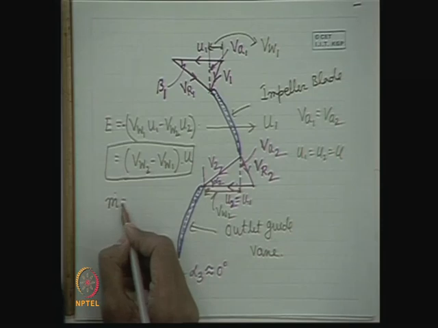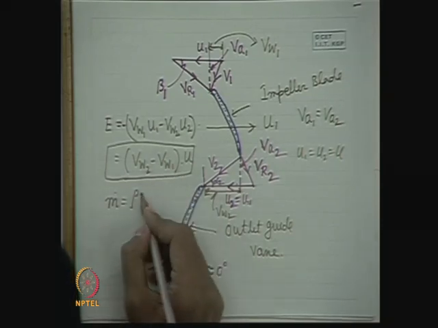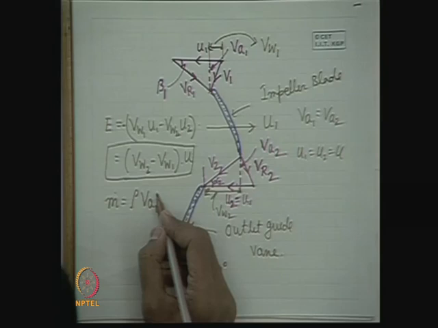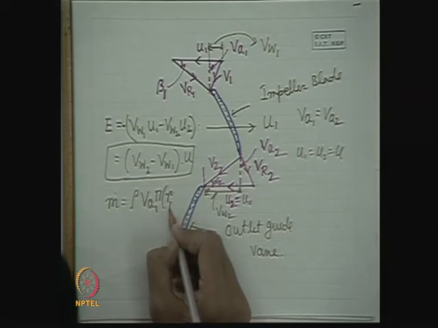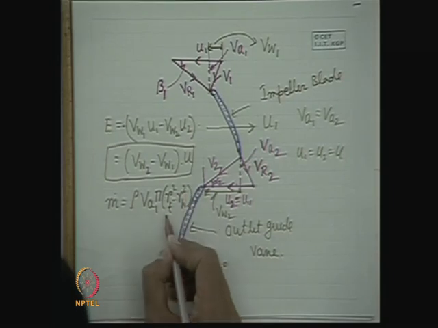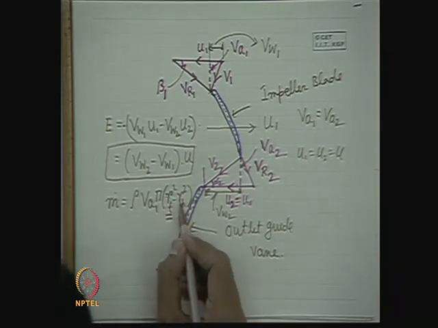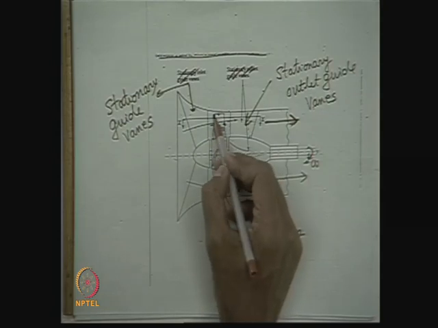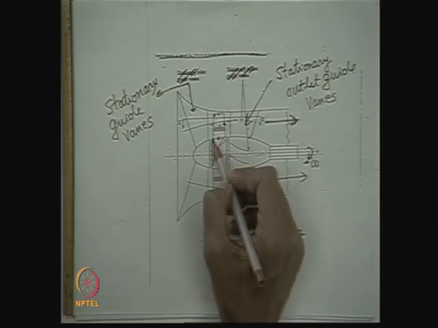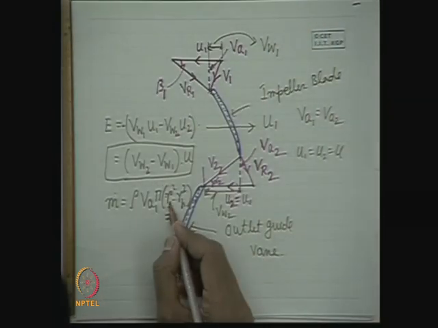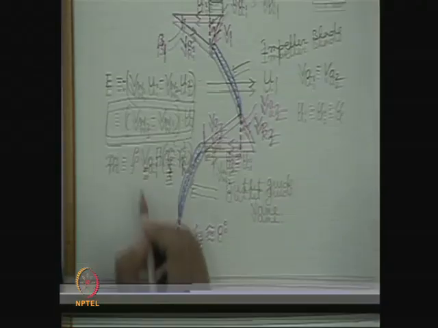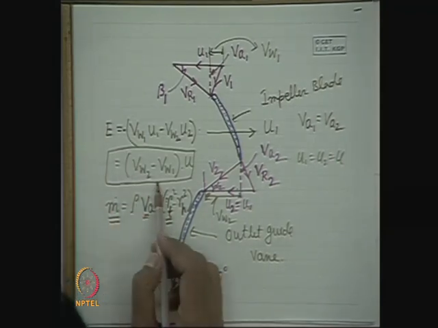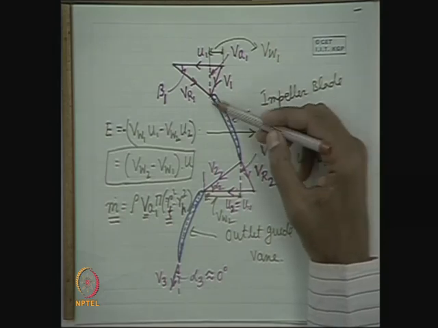So mass flow rate m dot can be expressed as the density times the average axial velocity, which is known as the flow velocity, either VA1 or VA2, they are the same in the design, times the area, that is pi times (r_t squared minus r_h squared), where r_t is the tip radius and r_h is the hub radius. This is the root or hub radius and this is the tip radius. So this is the average axial velocity or flow velocity. So this way we can find out the mass flow rate, which when multiplied with that, will give the power that is being transferred to the fluid when it passes through the impeller blade.